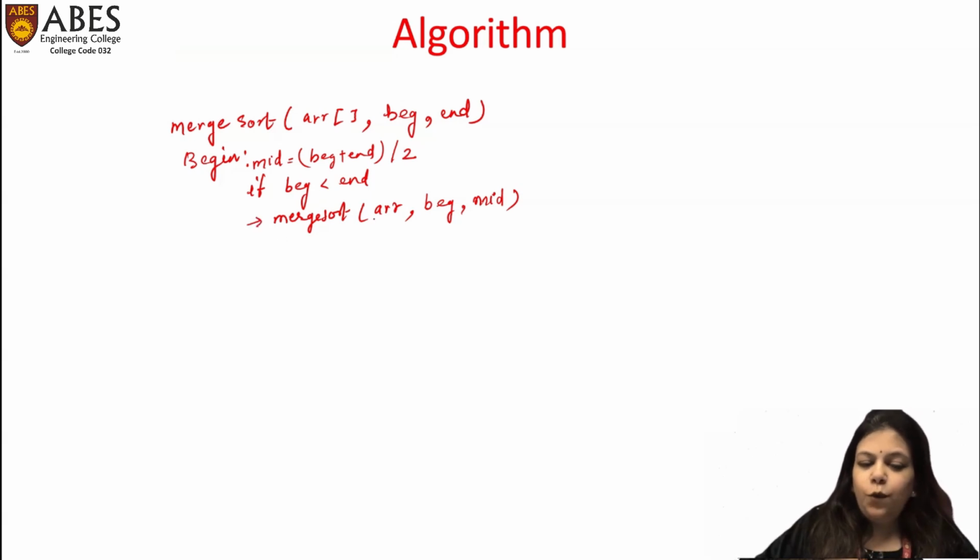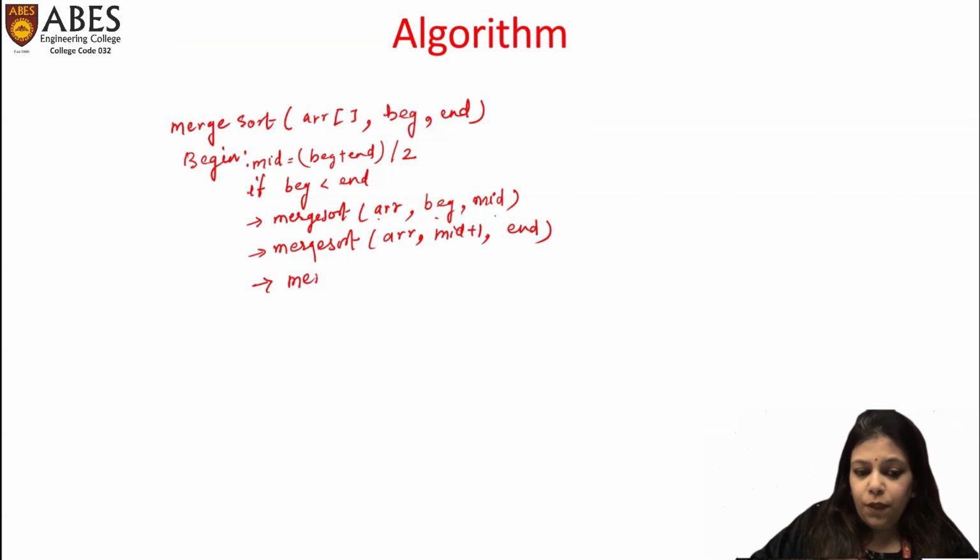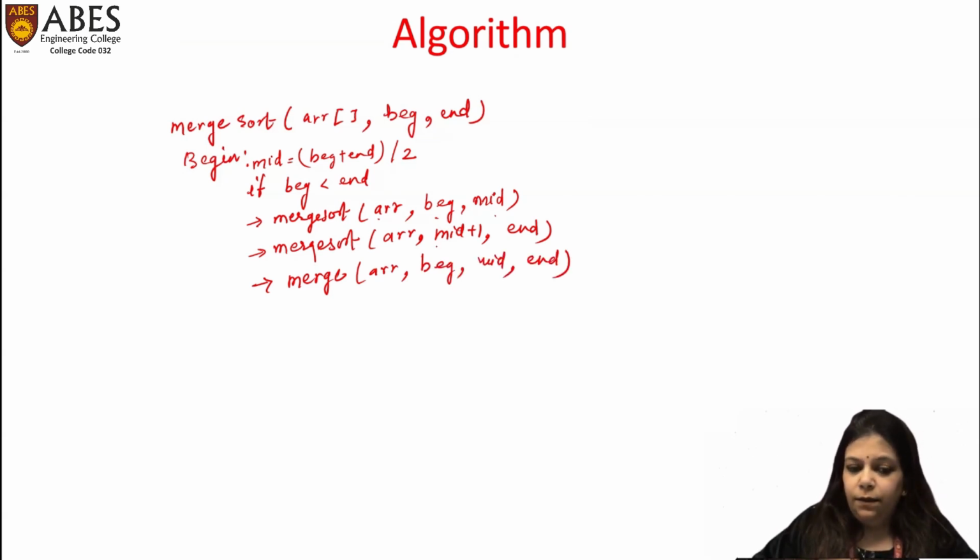So for the first call, we have to call it with array, beginning and mid. And the second call will be merge sort, ARR, mid plus 1 till end. And after recursively doing these two merge sort calls, we have to merge the resultant arrays. And for this, we will need array, beginning, mid, and end, as we have just seen earlier. Right? So this is the procedure for merge sort.